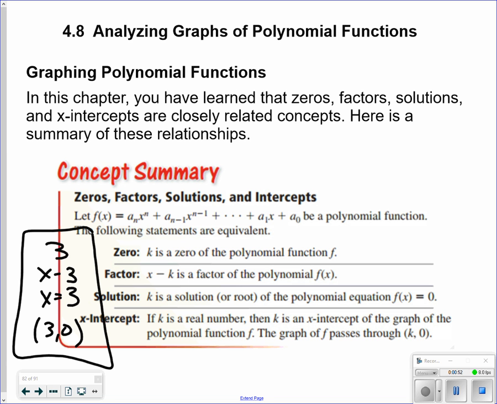So when they ask you for a factor, they're asking for a parenthesis. If they ask you for a solution, they want to know what x or the variable equals. The number is actually the zero, and then the intercept is the point.